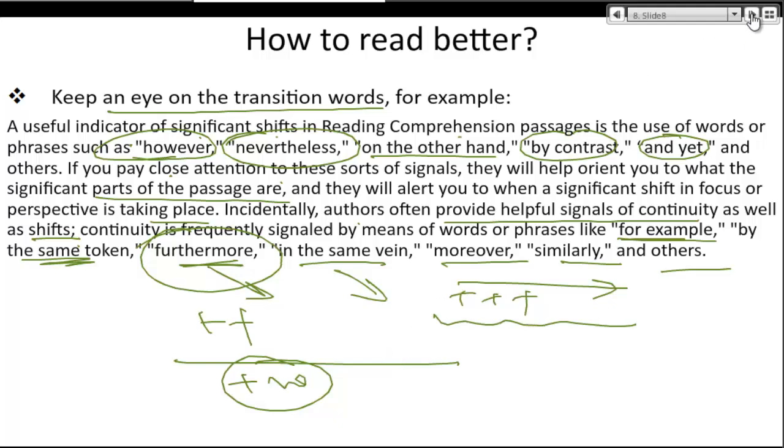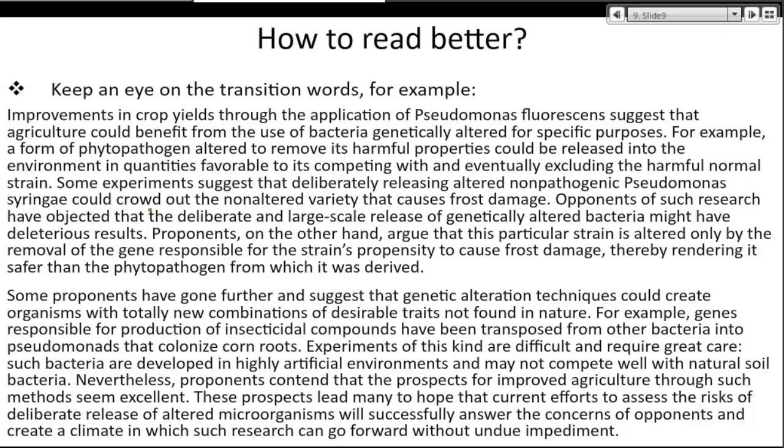We'll take one example here, and that will clear the picture. Now, this is one paragraph. I have taken it from one of the RCs here. And look how the author has used all those contrasting words. He says improvements in crop yields through the application of something suggest that agriculture could benefit from the use of bacteria. Now, what is the key idea here?